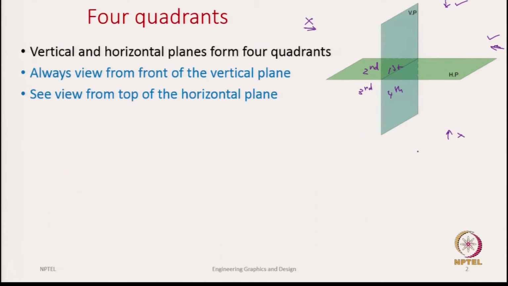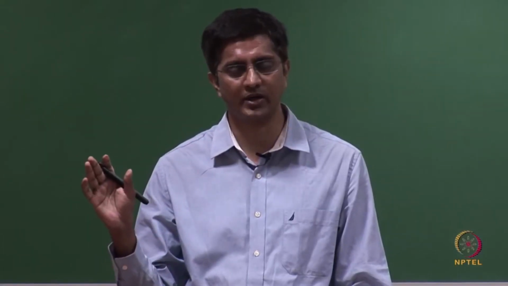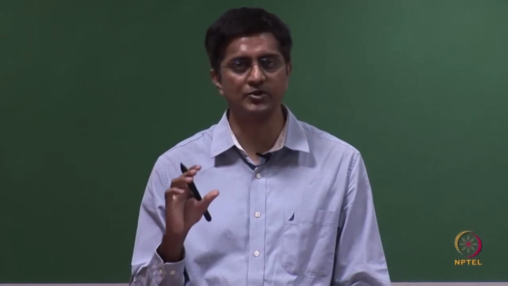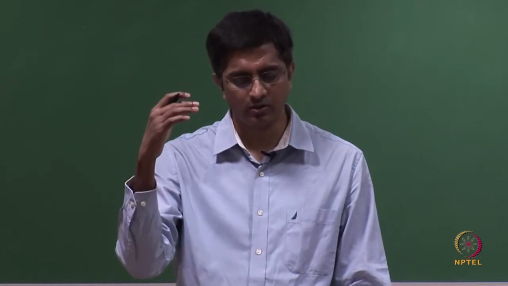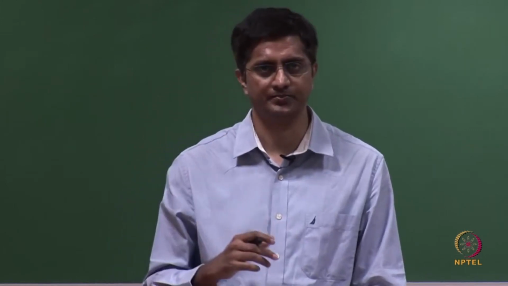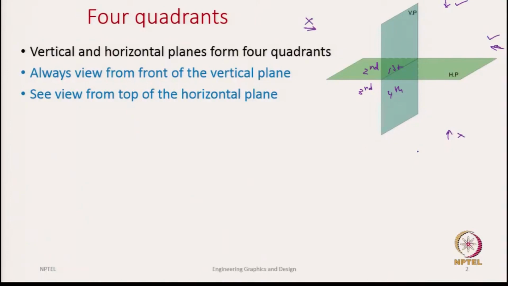No matter where your object is, you can place it in the first, second, third or fourth quadrant, but these two rules should be followed: to capture the front view, you look from the front of the vertical or frontal plane, and to capture the top view, you look from above or the top of the horizontal plane. Okay. Once we have these two rules, we will see that though we have 4 quadrants, we only have 2 real possibilities.